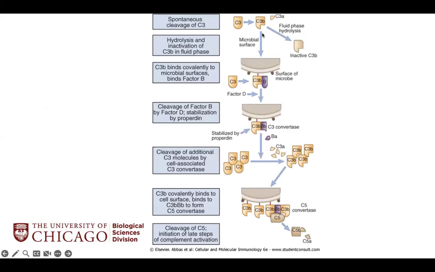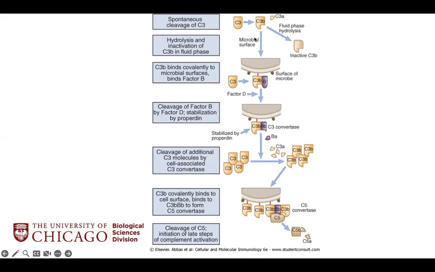You get the spontaneous cleavage. Remember, you get almost immediate inactivation of C3b if it does not immediately see a microbial surface. So in a normal body, you'll get C3b, which is nearly immediately inactivated. The byproduct of the spontaneous cleavage of C3 is C3a. This is something considered an anaphylatoxin, or something that can mimic anaphylaxis.